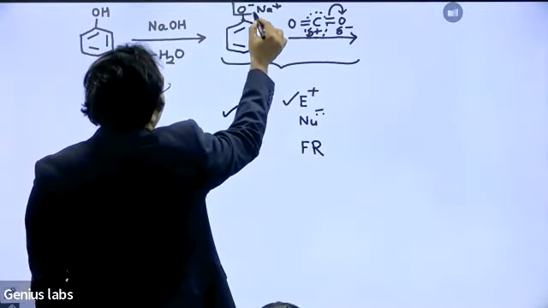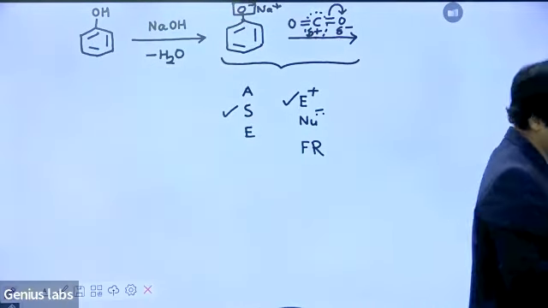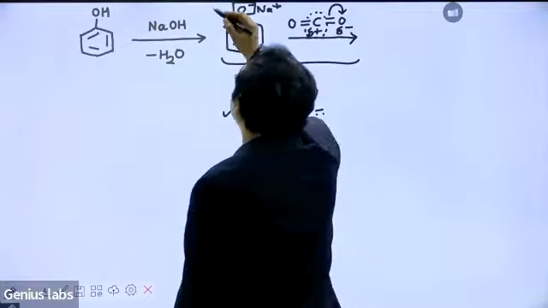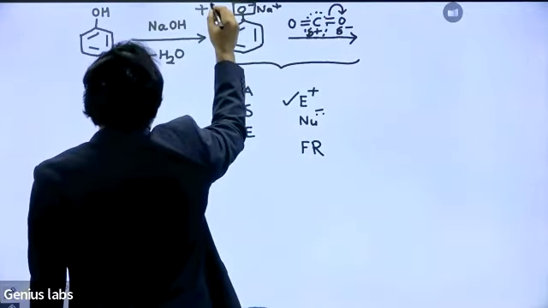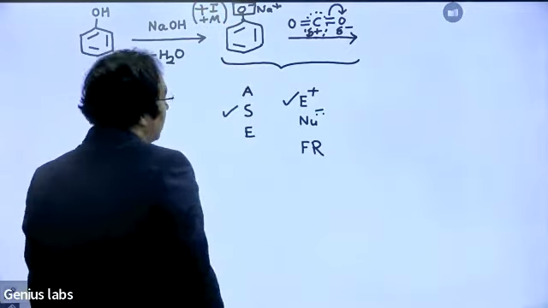O negative is a group with which all effect? Tarun will answer. O negative is a group with which all effect? Don't see. Plus I and? Plus I and plus M. Very good. So it's a plus I and plus M group. Please write down. It's a plus I plus M group. ये plus I plus M क्या होता है भाई?